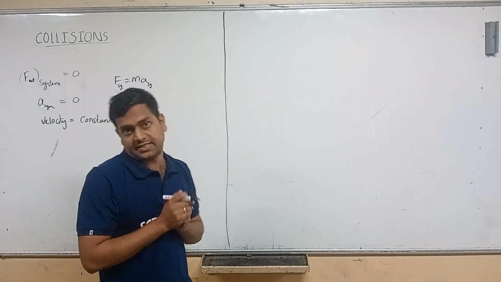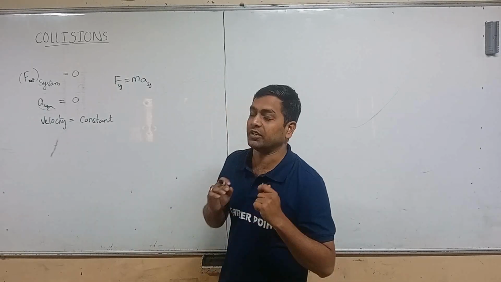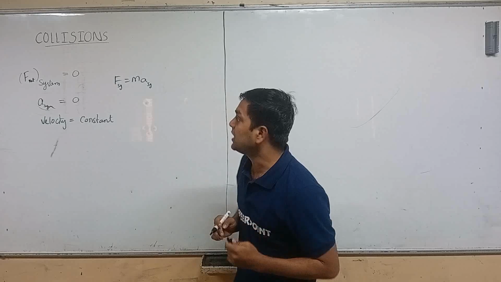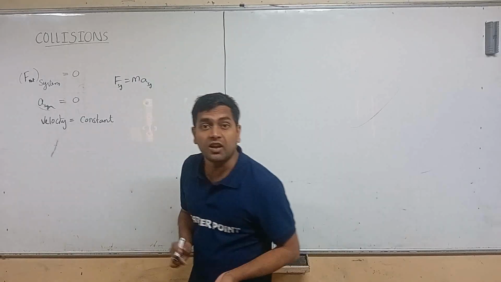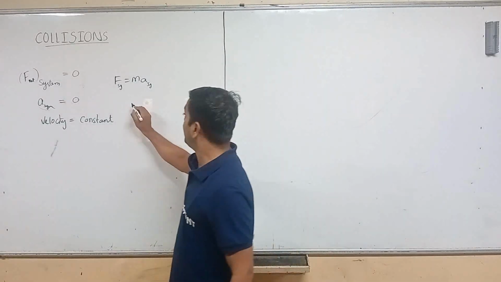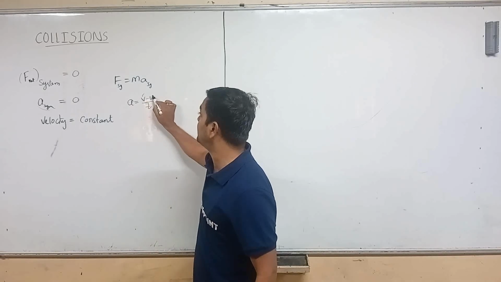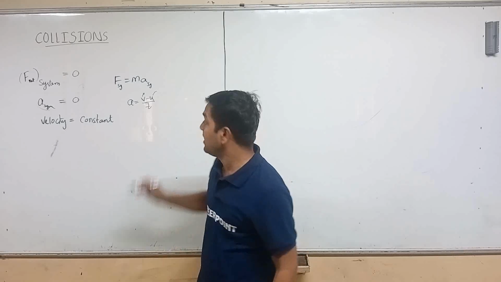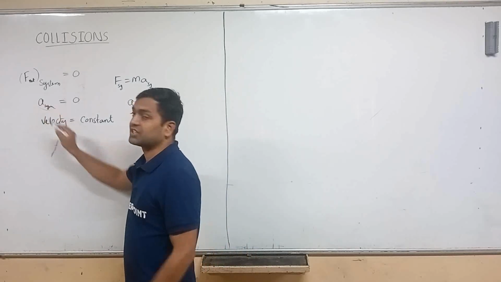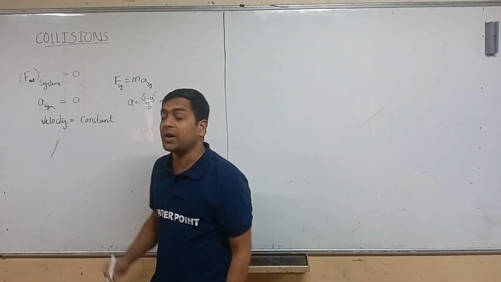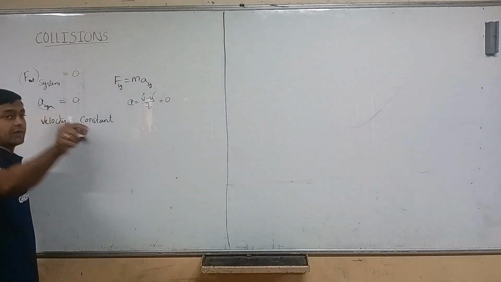So we can say that when the force on a system is equal to 0, the acceleration of the system is also equal to 0. When the acceleration is equal to 0, the velocity is constant. How? We know that acceleration is equal to (v minus u) by t. If the initial velocity and the final velocity are the same, then the acceleration will be equal to 0. So the velocity is constant, and that means the momentum is conserved here.